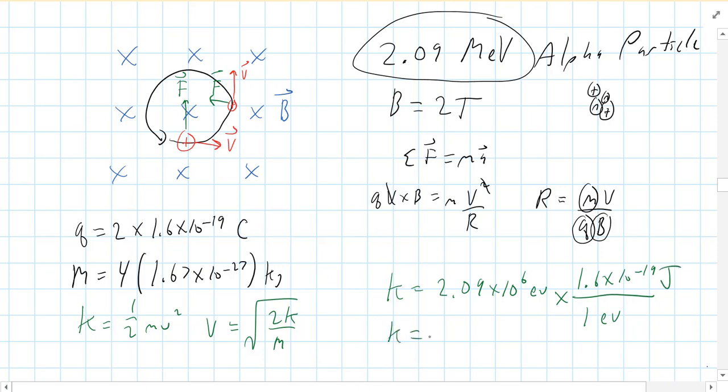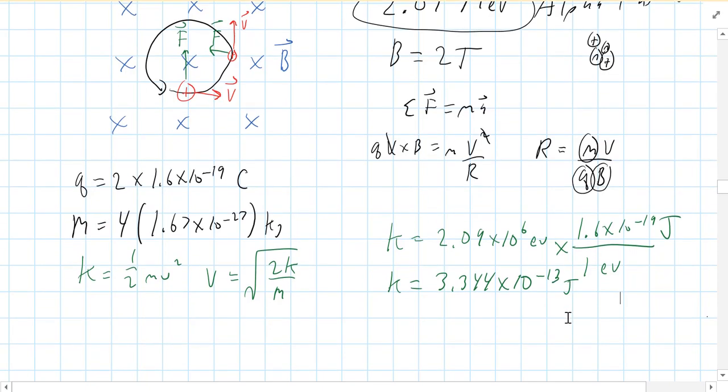So our kinetic energy in joules is, my calculator tells me, 3.344 times 10 to the negative 13th joules. So that's my kinetic energy. So I'm going to plug that number in there and then this number in for mass, and that will give me the velocity of the particle. When I do that, I get almost exactly 1.0 times 10 to the 7th meters per second.